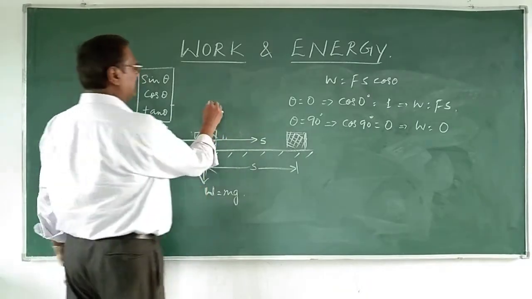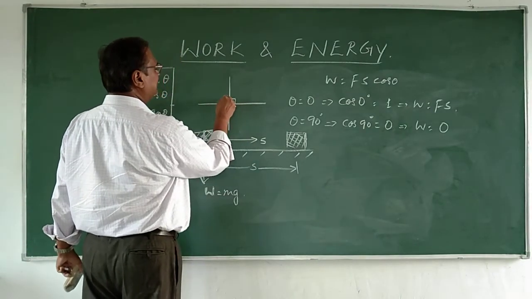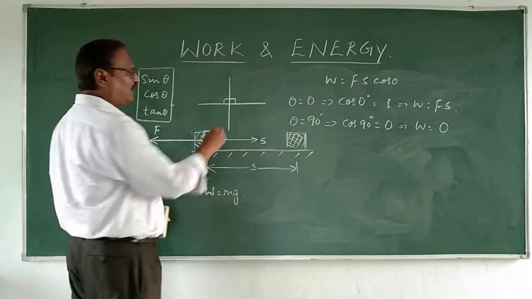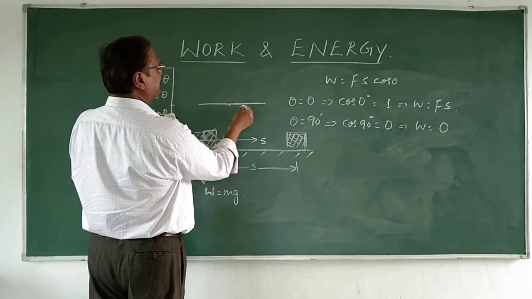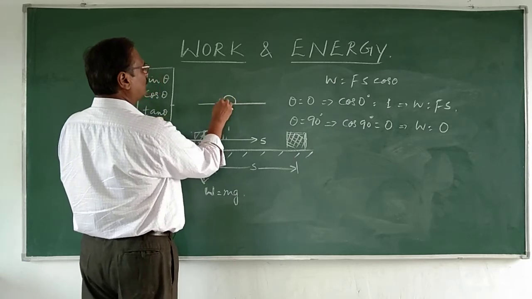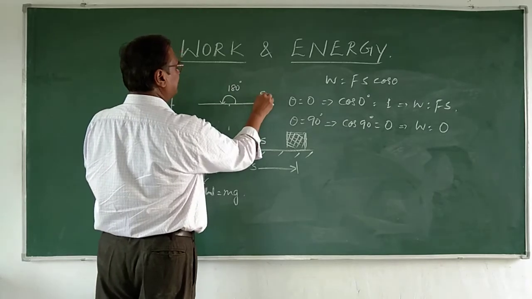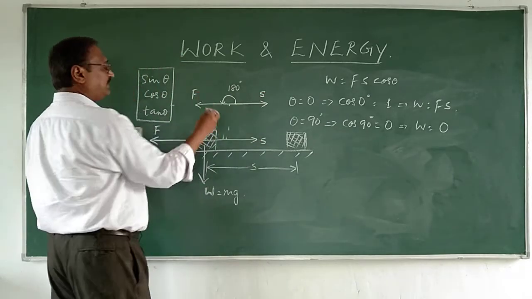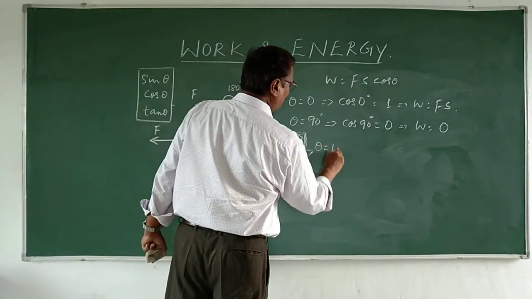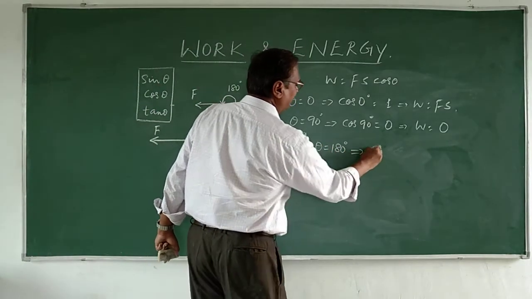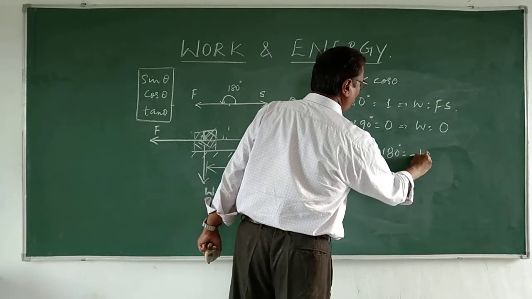Then what is the angle? You take a straight line and this is the axis. This is 90 degree. This is 90 degree. Fine. Now in the straight line, this is coming from here to here. So 90 plus 90, 180 degree. Displacement is like this and force is like this. They are opposite to each other. Then theta is equal to 180 degree, which implies cos 180 degree is equal to minus 1.